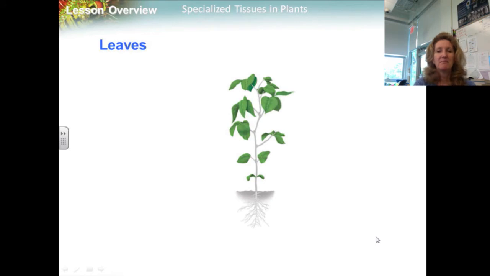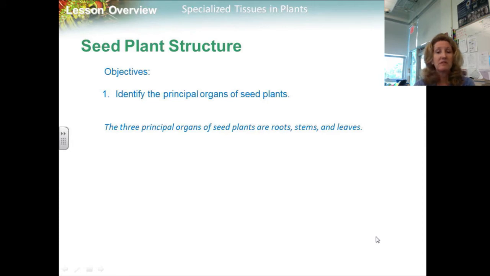The leaves are the plant's main photosynthetic organs. Leaves also expose tissue to the dryness of the air and therefore have adjustable pores that help them conserve water while letting oxygen and carbon dioxide enter and exit the leaf, too. So the principal organs of seed plants are, of course, roots, stems, and leaves.